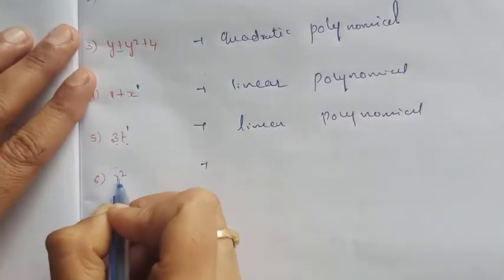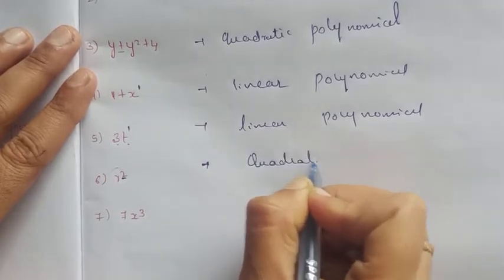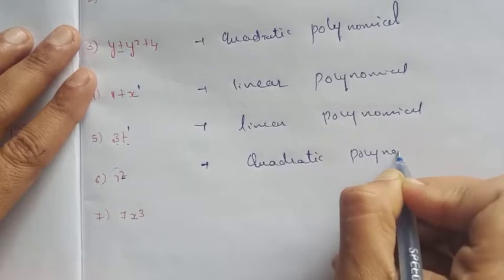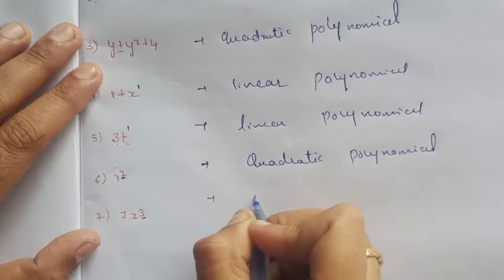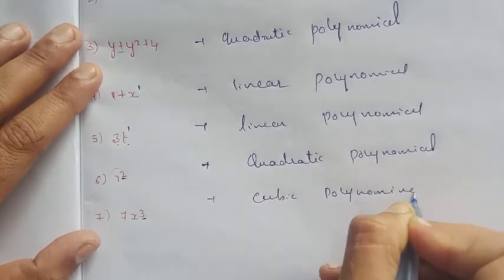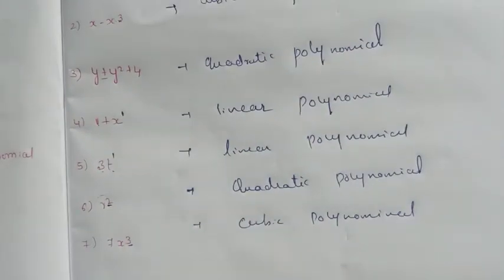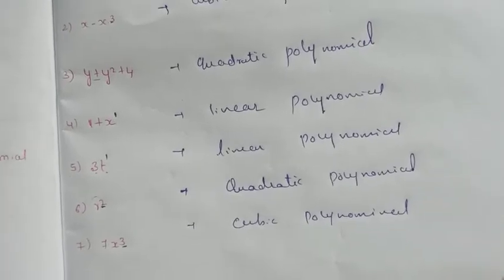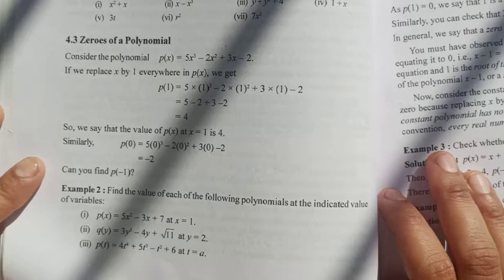Next, r square: the variable takes degree 2, so it is a quadratic polynomial. Next, 7x cube: the variable takes power 3, so it is a cubic polynomial. So these are the different types of polynomials based on the degree. And this completes your exercise 4.1. Shall we move to the next concept, that is zeros of a polynomial.